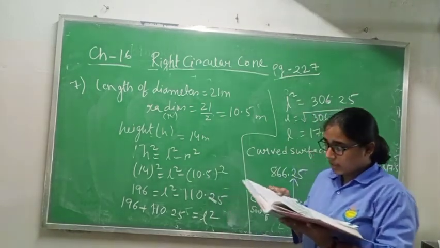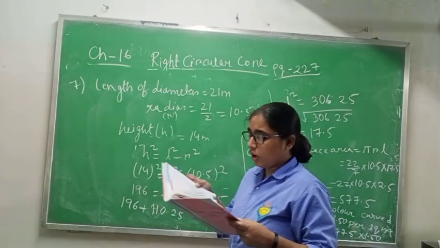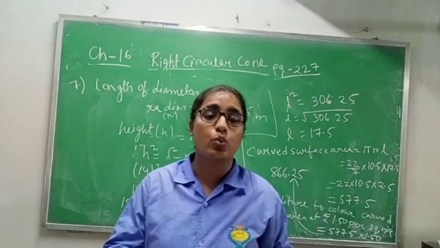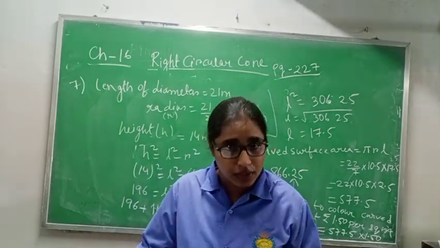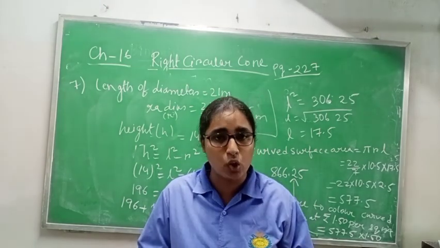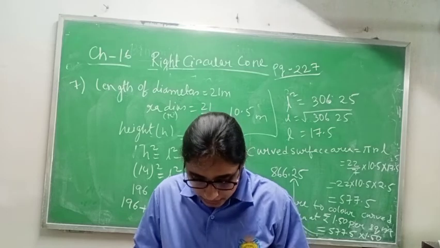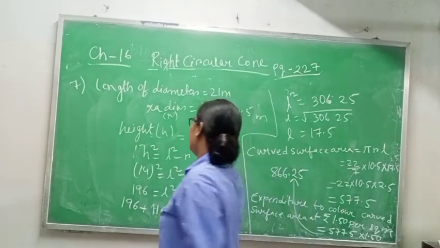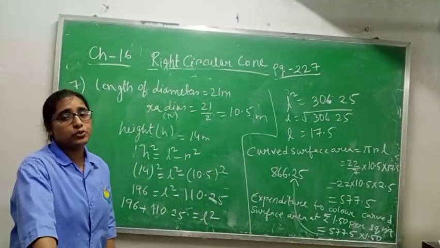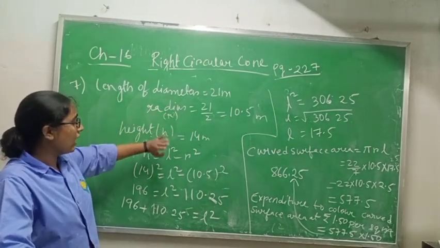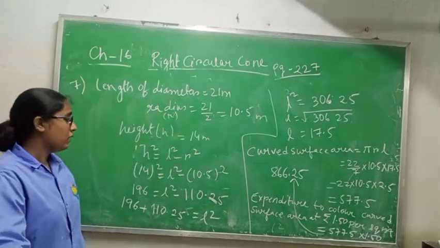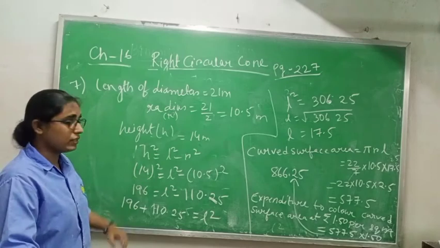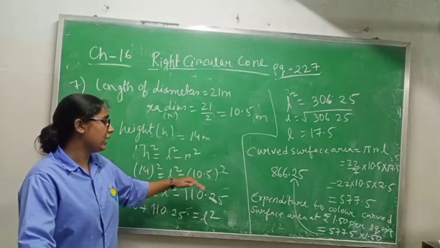Now what are they asking? Calculate the expenditure to color the curved surface area at the rate of rupees 1.50 per square meter. We have to first find the curved surface area, and after that find the total cost at the rate of 1.50 per square meter. For curved surface area the formula is pi r l. We have h and r: h is 14 and r is 10.5. First we have to find l using h square equals l square minus r square. In place of h I will write 14, l we don't know, and in place of r I write 10.5.